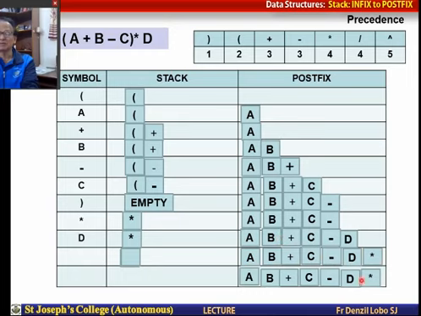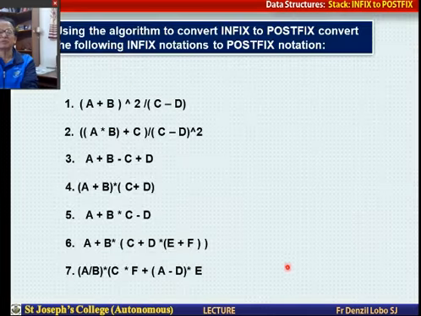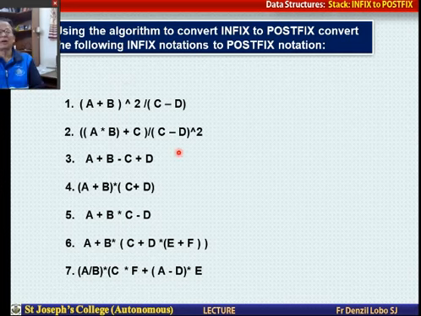So this is the postfix expression. Now the stack is empty. There are some infix notations here, and you should be able to convert these into postfix expressions. As you see, A plus B power 2 divided by C minus D. So what will happen? It is A, B plus 2 power C, D minus divided by.